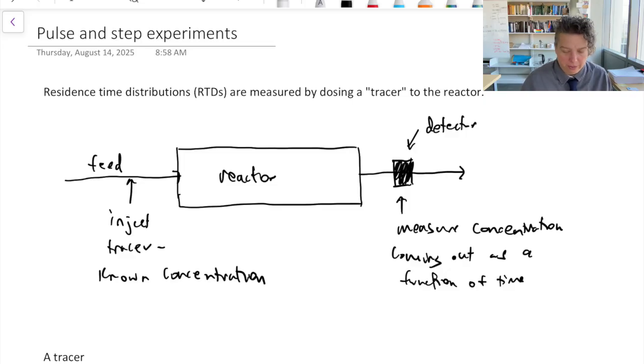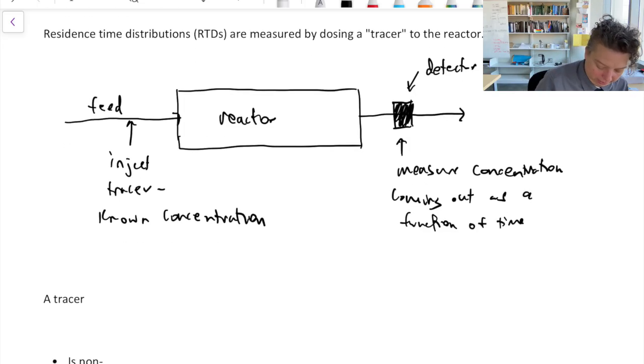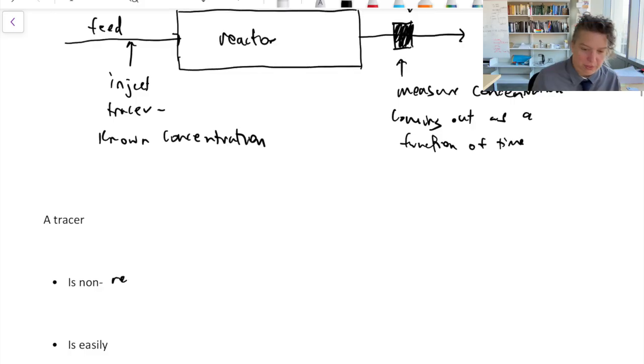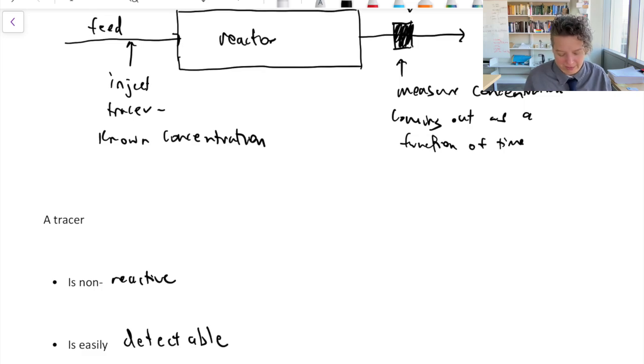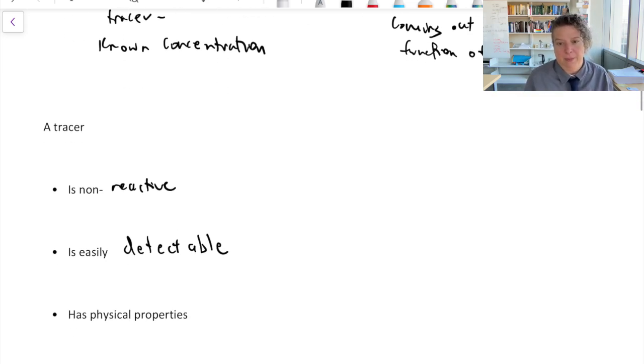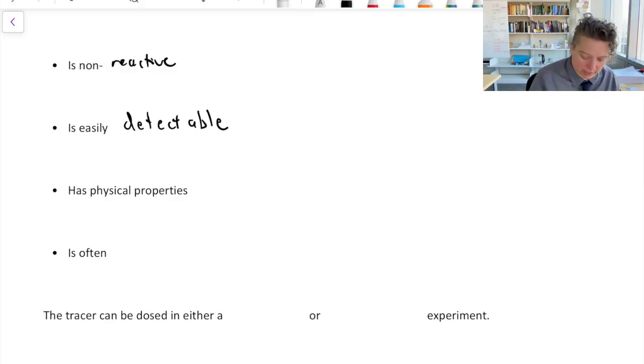So what is a tracer? A tracer is non-reactive because we want to be able to capture it, so we need to know how long our tracer spent inside the reactor, and it's hard to do that if we allow our tracer to react. So it's a non-reactive material. It's easily detectable, so I have to be able to detect it in my detector.